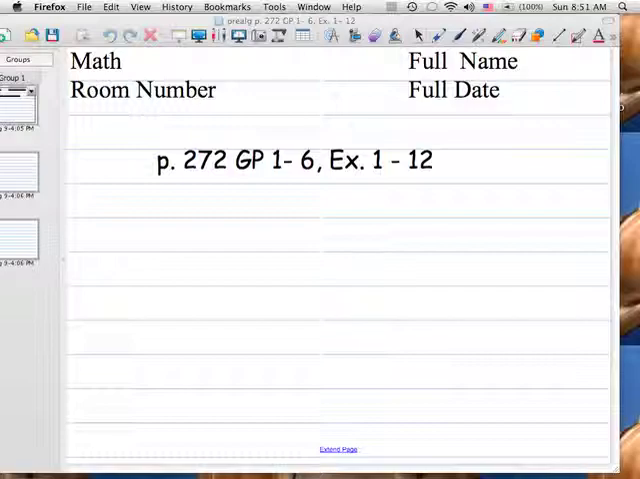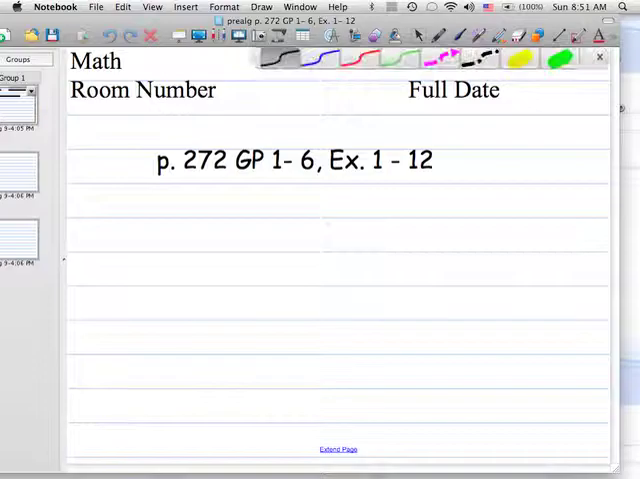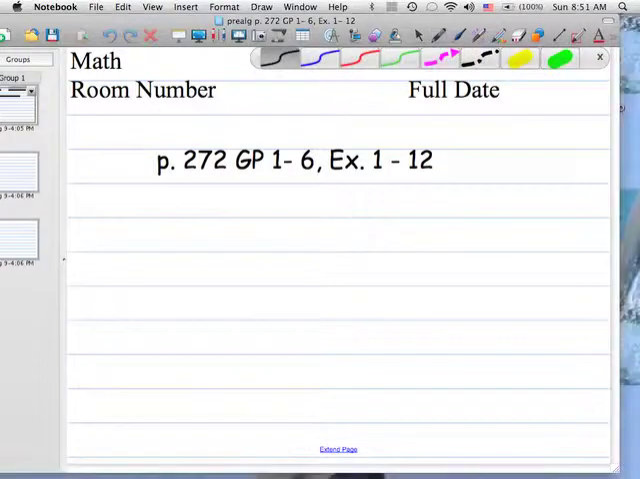Well, we'll see how many of these problems we can solve in a few seconds. We're on page 272, guided practice 1 to 6, exercises 1 to 12. So your paper is headed, folded in half, and you have your books open to 272.